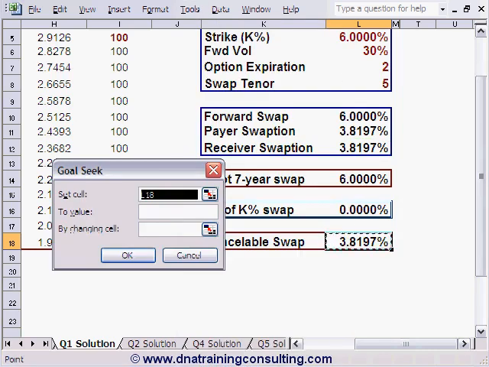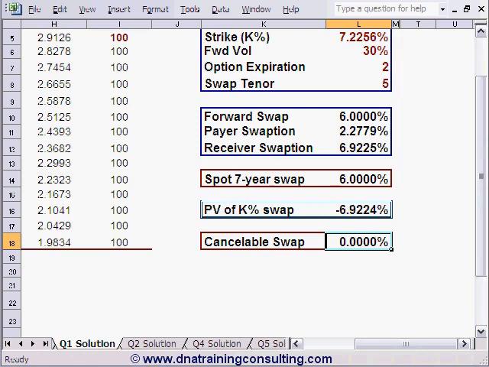Goal seeking the value in this cell to 0 by changing the strike leads to a solution of 7.2256%, a number that appears all too familiar.